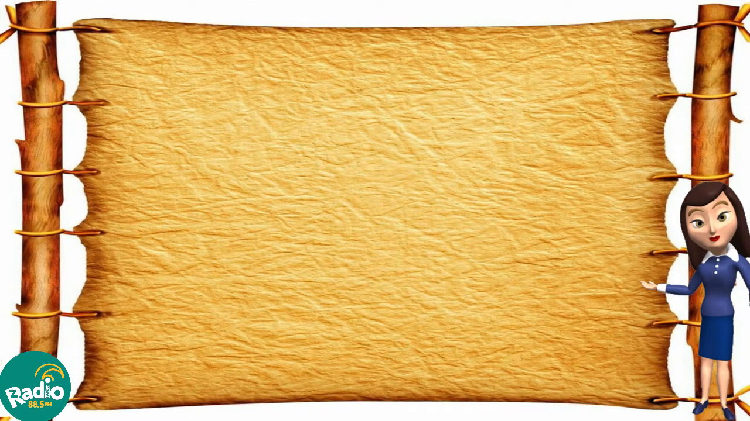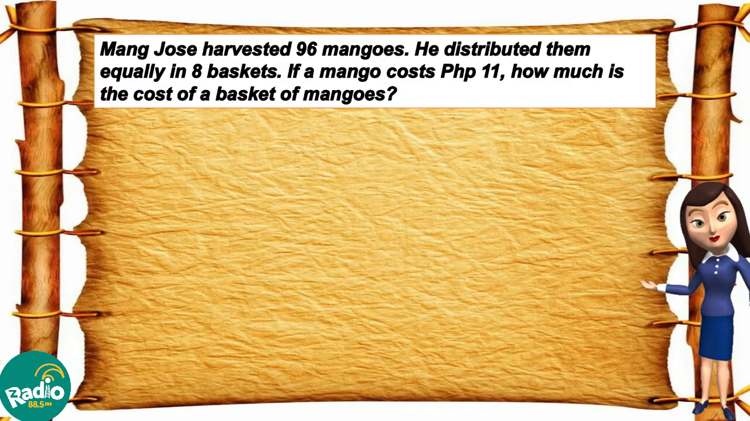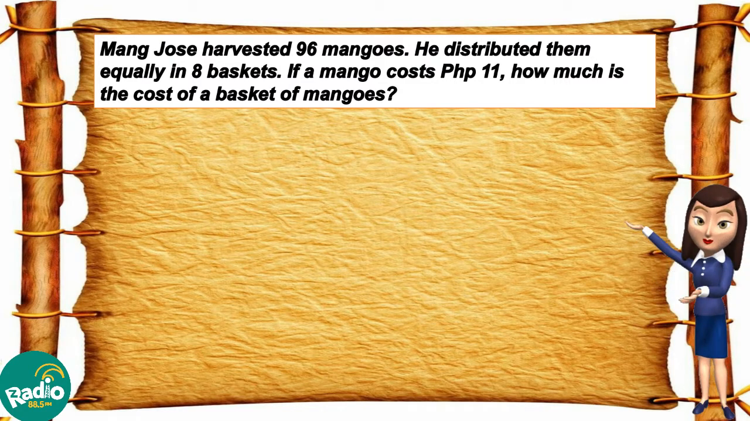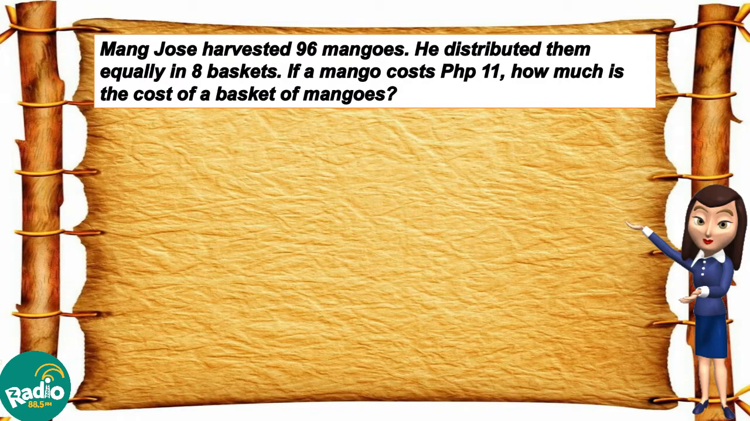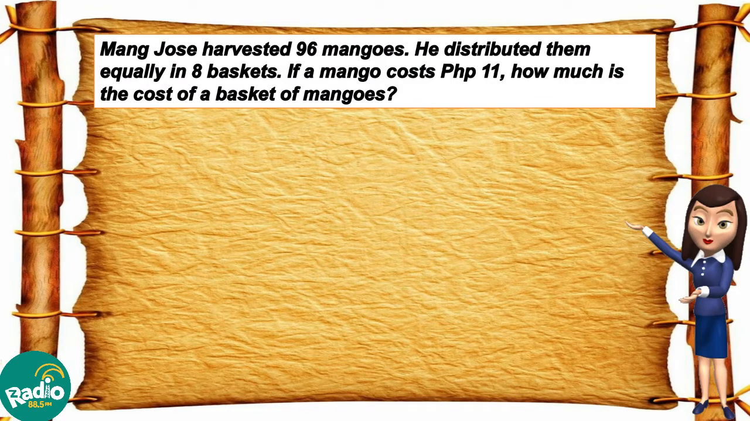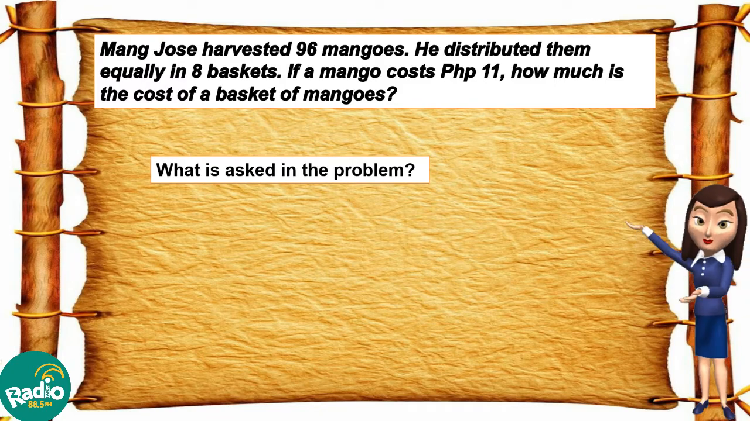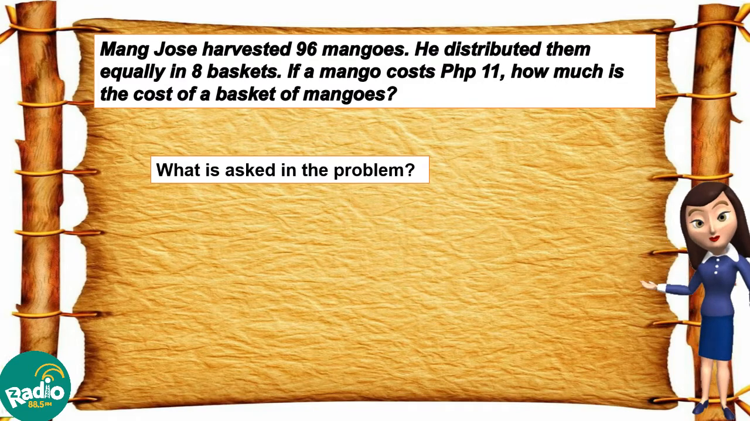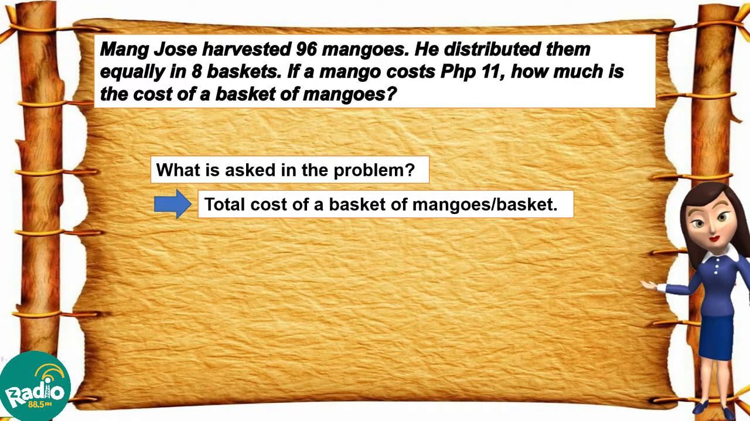And we are back. And now, let us check your answer for this question. Mang Jose harvested 96 mangoes. He distributed them equally in 8 baskets. If a mango costs 11 pesos, how much is the cost of a basket of mangoes? Let's check. First, what is asked in the problem? Correct! The problem asked for the total cost of a basket of mangoes per basket.